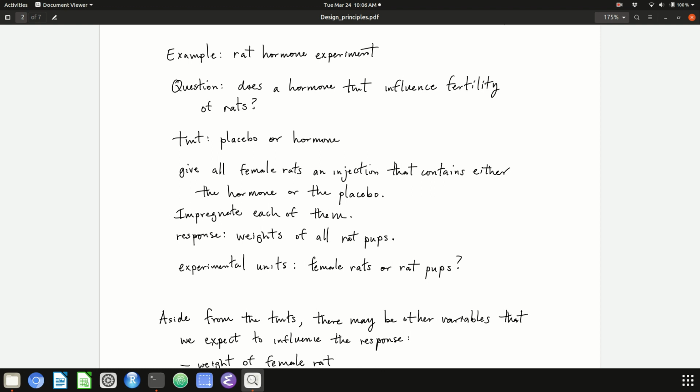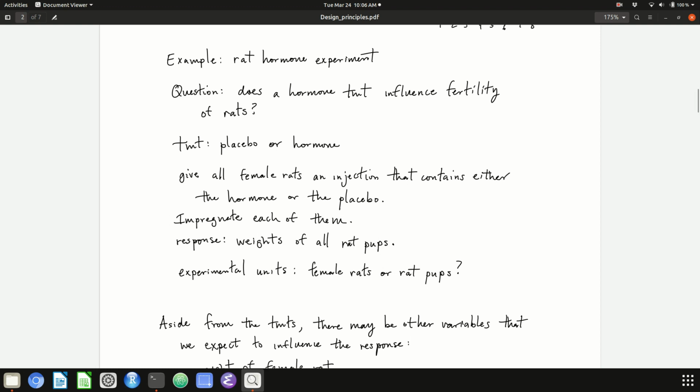You give each of them an injection that either contains the hormone or the placebo. Then you impregnate each rat. And then you measure the weights of all the rat pups. All right, so first question here, what are the experimental units? Are they the female rats or the rat pups?